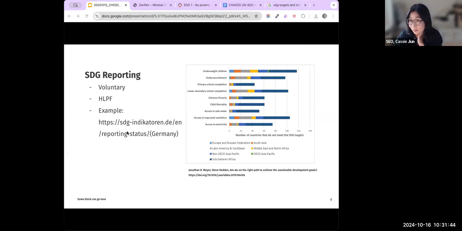Yeah, so it's all voluntary. But one place where political leaders do present this is the HLPF, which is the High-Level Political Forum, a UN event where they come together to present how well the country is doing on this. But this is all voluntary.